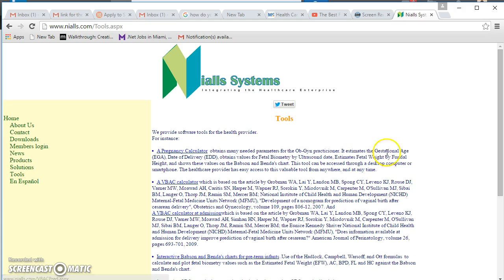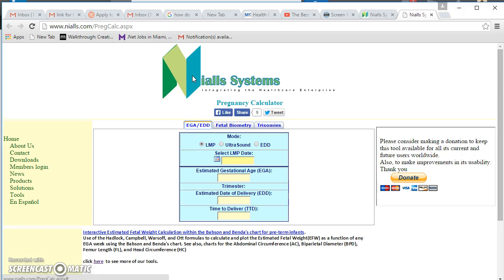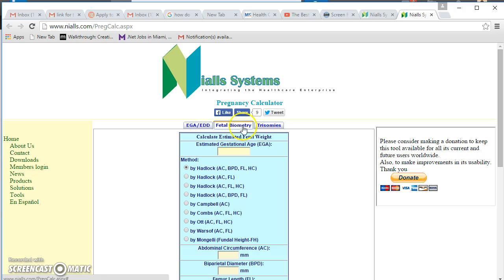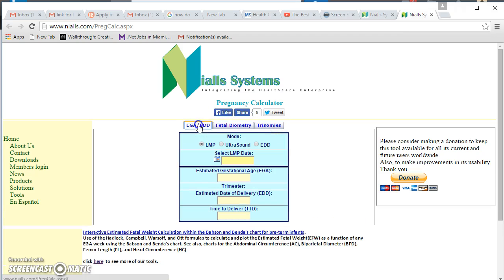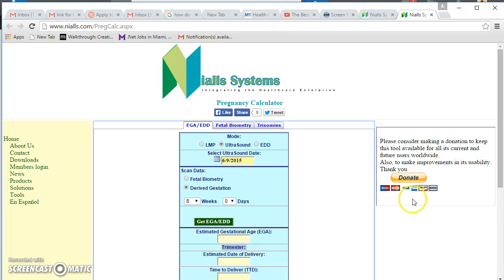Nialls.com has a set of tools which will allow the user to have a pregnancy calculator, including fetal biometry parameters and finding out how the baby is doing. Also, for a pregnant woman or a doctor, finding out their ultrasound dates based on different parameters as well.